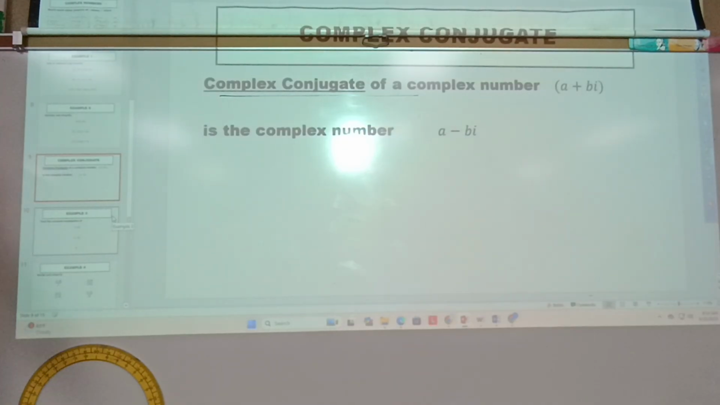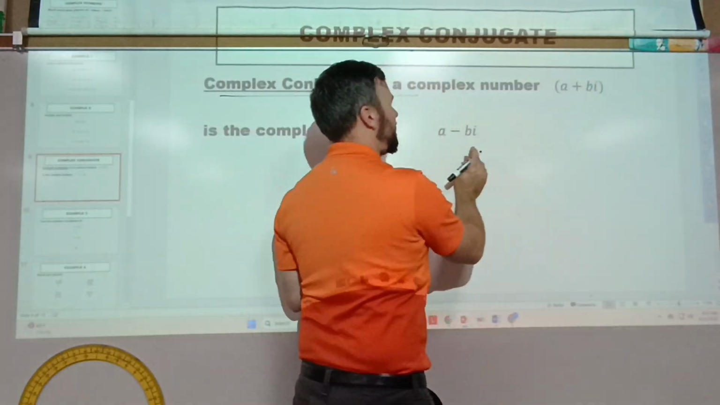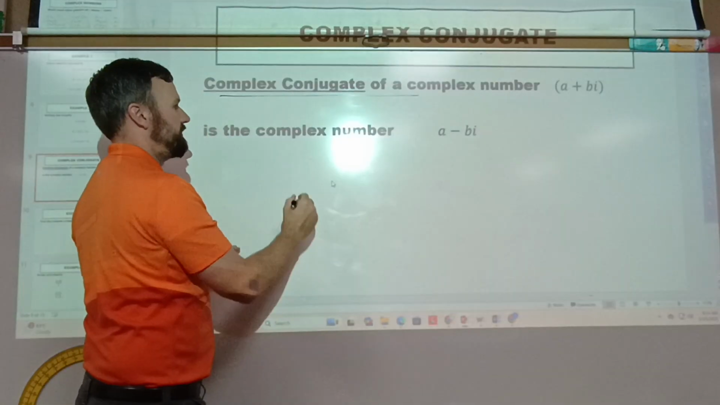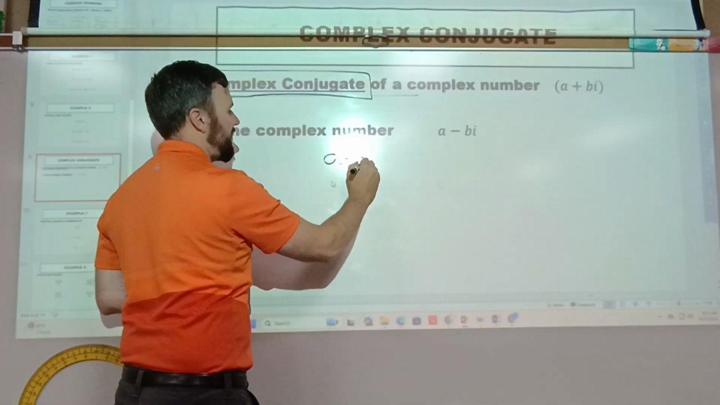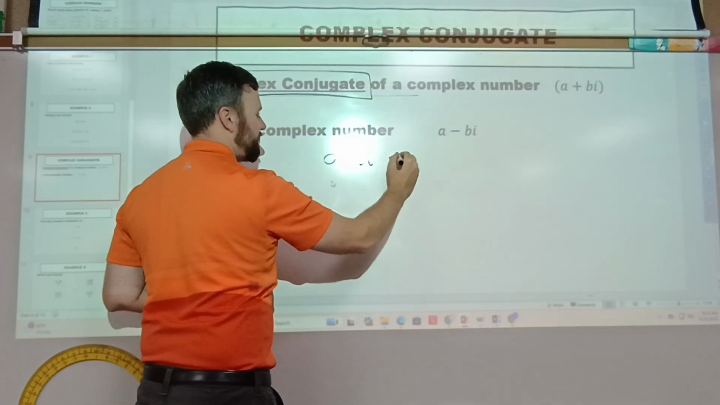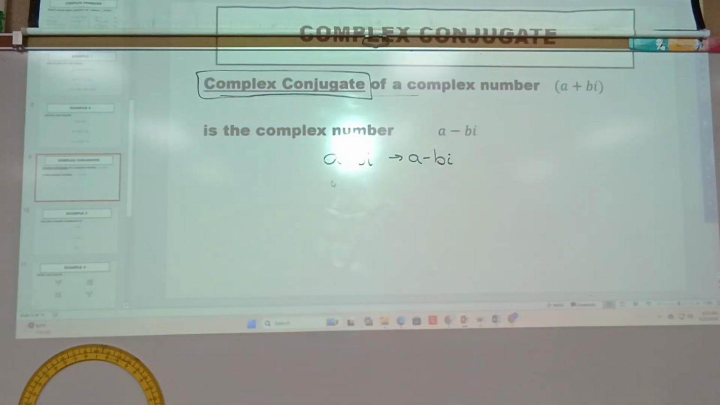A conjugate. You guys ever have to conjugate in English? Find the conjugates? I don't know anything about it. And when I took English, it wasn't a thing, actually. So, for any number a plus bi, the conjugate is a minus bi. So the conjugate of a complex number a plus bi is a minus bi. Because when you multiply those together, the i's go away. The conjugate is made so that when you multiply it, the i's go away. Okay?